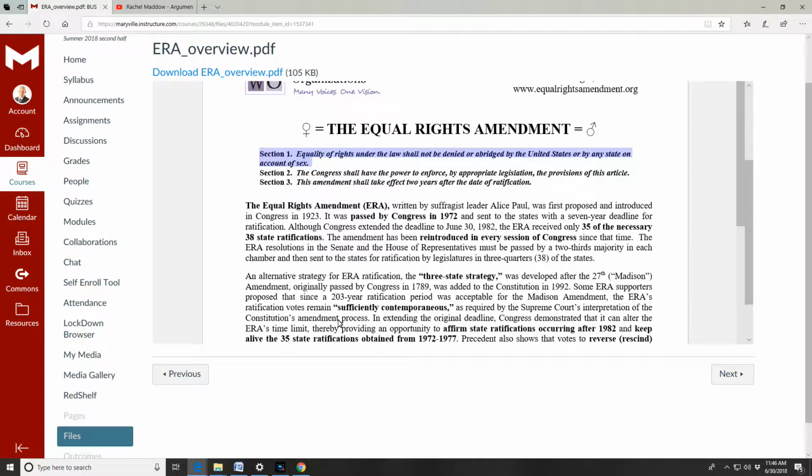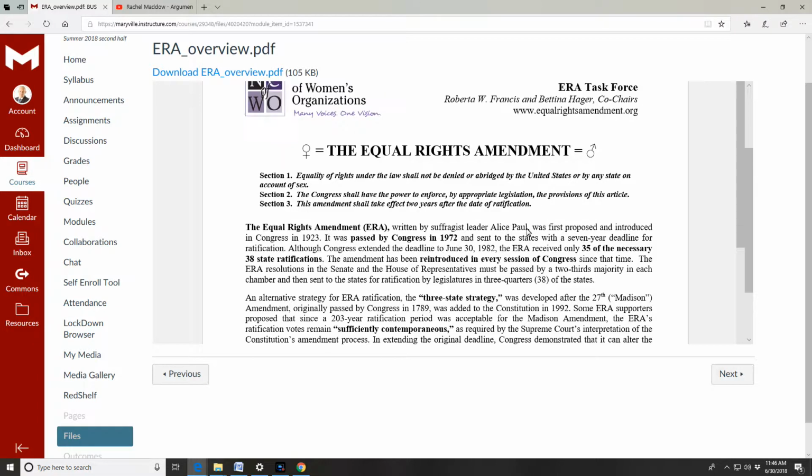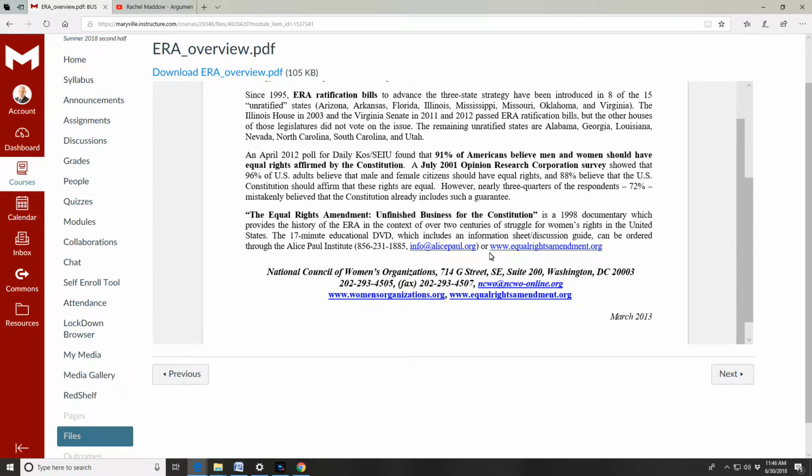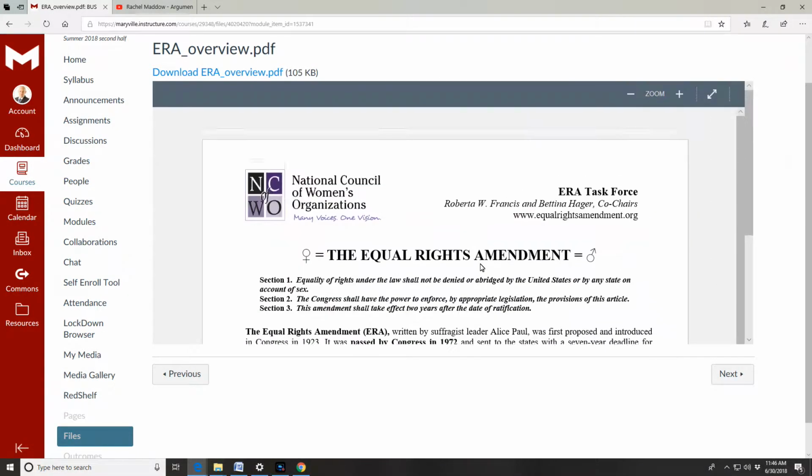That's it. That is the entirety of the ERA. So Section 2 and Section 3 are part of every single constitutional amendment, so we don't even really count those. That basically says the Congress has the power to enforce it. The rest of this document gives you some background, some history, and kind of reasons why the ERA should be passed.